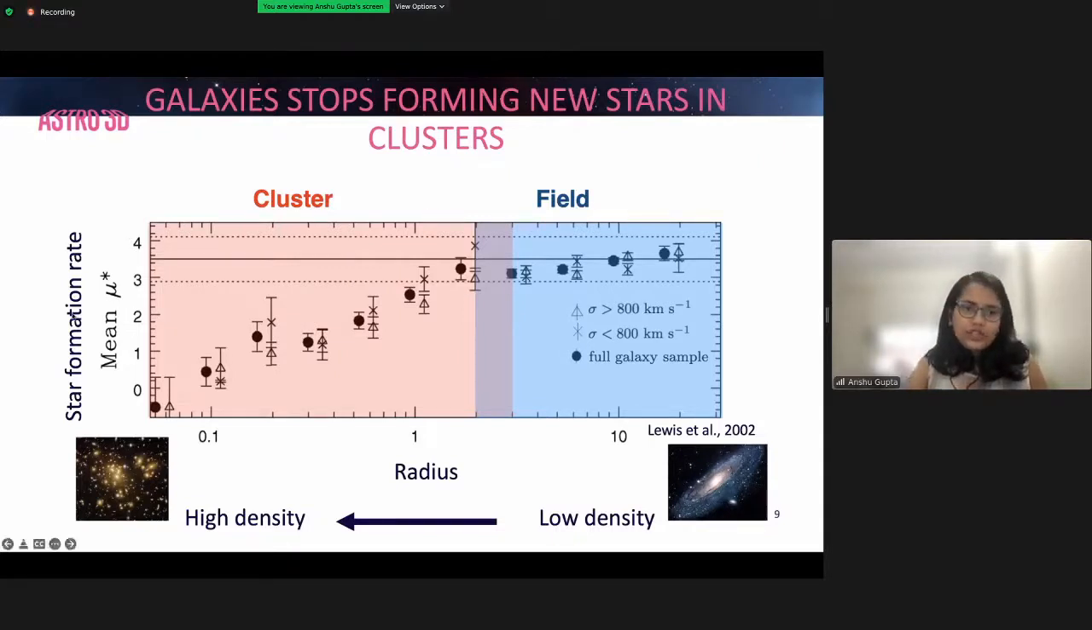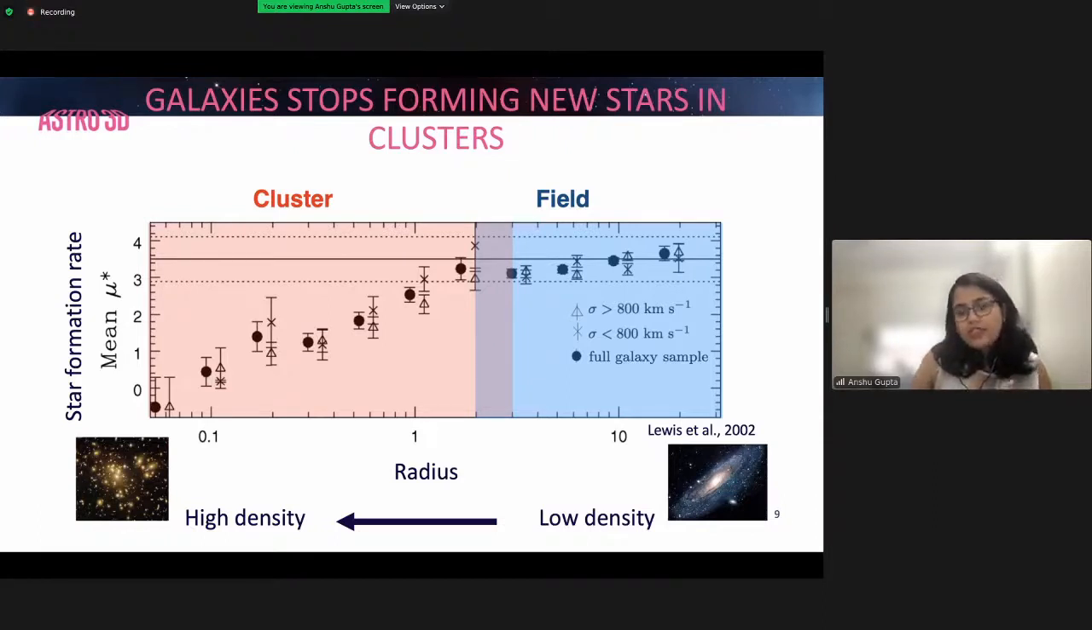So the figure here shows the average star formation rate as a function of distance from the center of a major cluster. The right side of this plot is a low density environment, which we call field, just average density environment. And the left side is the cores of the cluster. If you look at the mean star formation rate, in the center of the clusters the galaxies are hardly forming any stars as compared to the field environment. The star formation rate declines gradually as you go inside the environment.